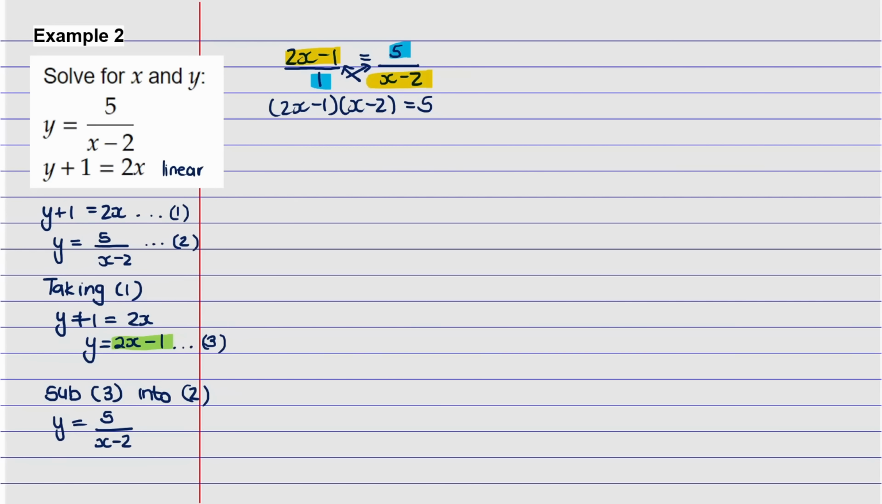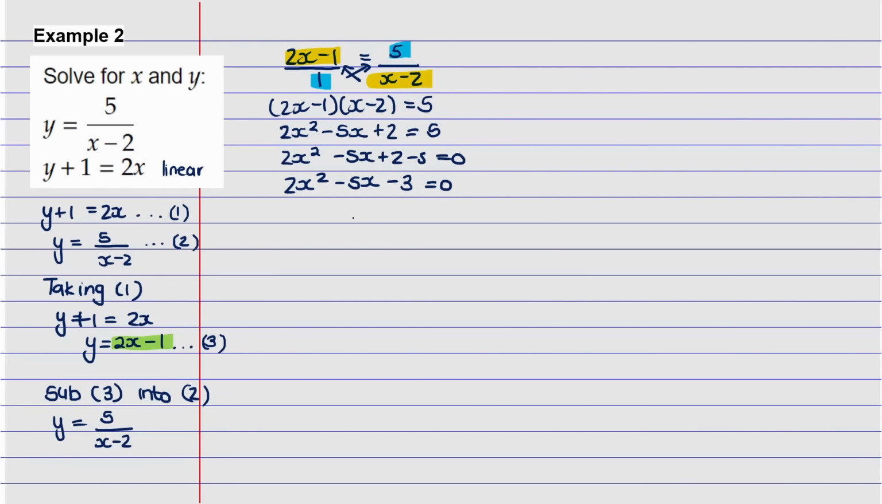So now let's expand that side. When you expand it, you're going to have 2x squared minus 5x plus 2 equals 5. Now we take the 5 to the other side. So this is the same as 2x squared minus 5x plus 2 minus 5 equals 0. 2 minus 5 gives you negative 3, so it's 2x squared minus 5x minus 3 equals 0.